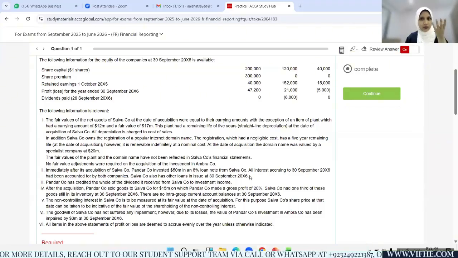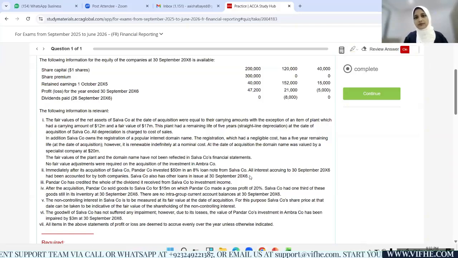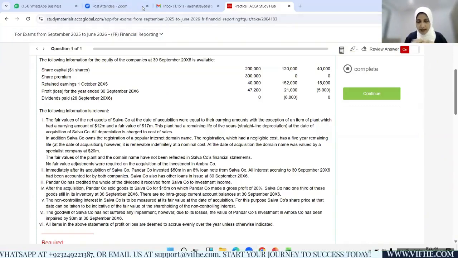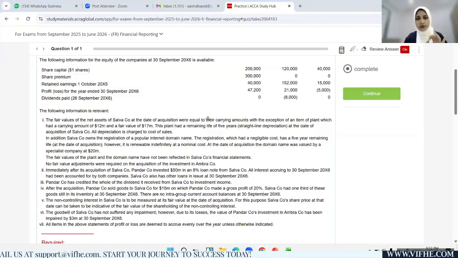And can you tell me what will happen with the interest income Panda is recording and the interest expense Salva is recording? What to do? The interest income and interest expense, what to do? What should you do? This is an intra-group loan, and there is an interest expense and interest income sitting. For all intercompany items, what do you do? You should remove it. So yes, you have to find how much that element is and you will have to remove it.